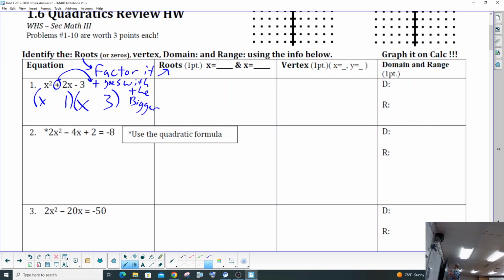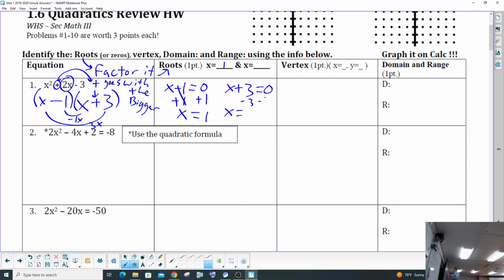When you have opposite signs, a positive goes with the bigger number. The reason is a positive 3 with a negative x would be 3x minus 1x, which is 2x. Now we take our factors and set them equal to 0 and solve for x. We add 1 to the other side and get 1 as one of our roots. We subtract 3 from the other side and get negative 3. Those are our roots.